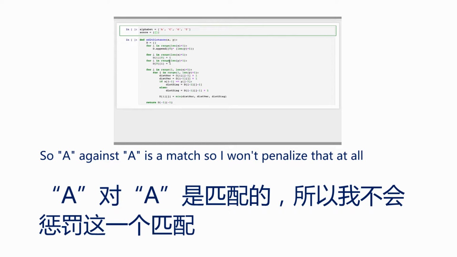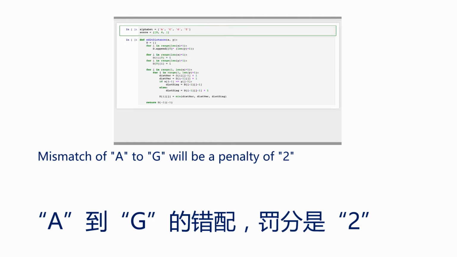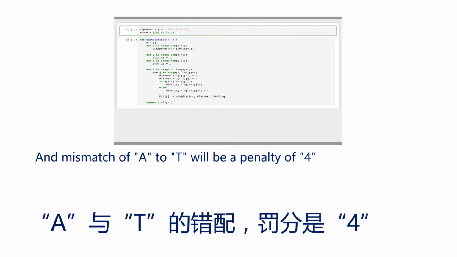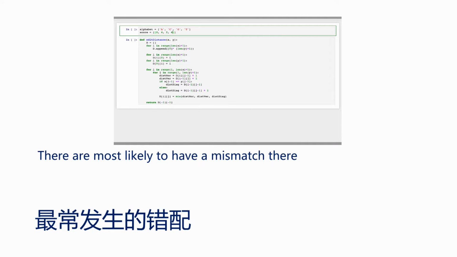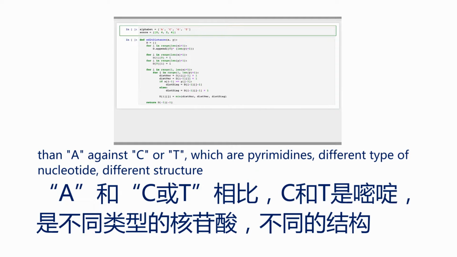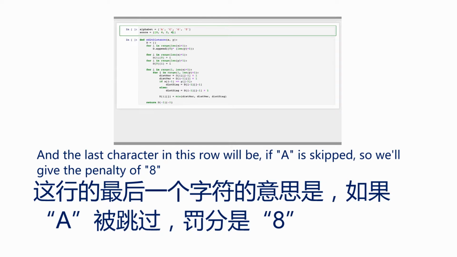So A against A is a match, so we're not going to penalize that at all. A mismatch of A to C will be a penalty of 4. A mismatch of A to G will be a penalty of 2. And a mismatch of A to T will be a penalty of 4. Since A and G are both purines, they're more likely to have a mismatch there than A against C or T, which are pyrimidines. This is a different type of nucleotide, with a slightly different structure. So we're penalizing C and T more than G. And then the last character in this row will just be if an A is skipped. So we're going to give this a penalty of 8.